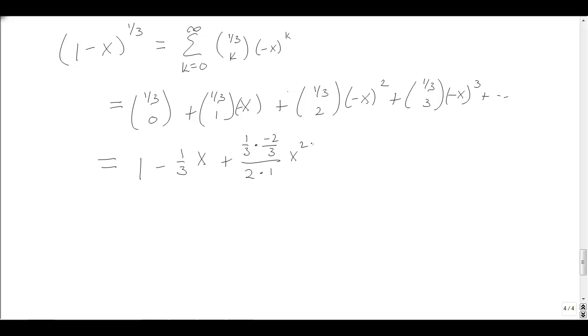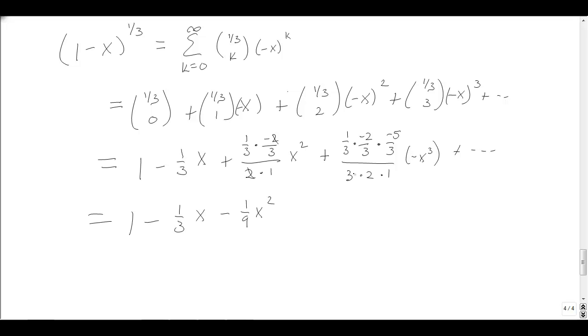Negative x squared is x squared. With the 1/3 choose 3, I get a 1/3 times a negative 2/3. Subtract 1 again, you get a negative 5/3 over 3 times 2 times 1. And then I'll get that times a negative x cubed plus some stuff. So I end up with 1 minus 1/3 x. See, the x squareds I can cancel with 2. I have a negative, so it's going to be minus 1/9 x squared.